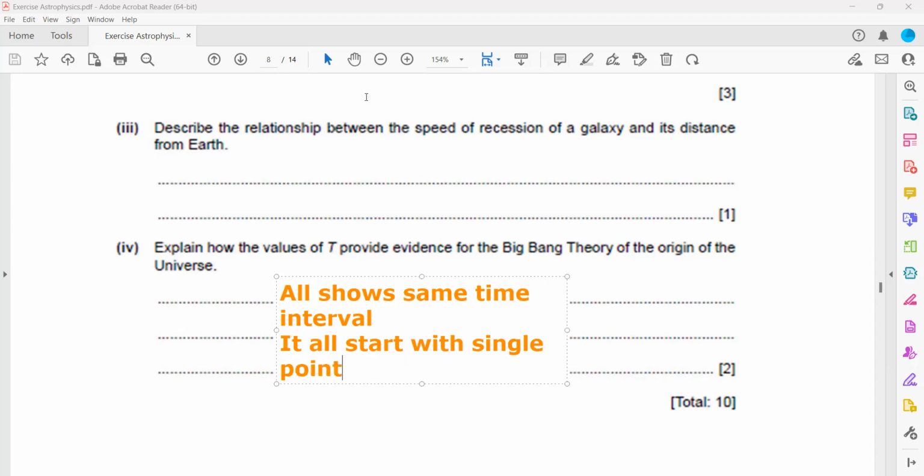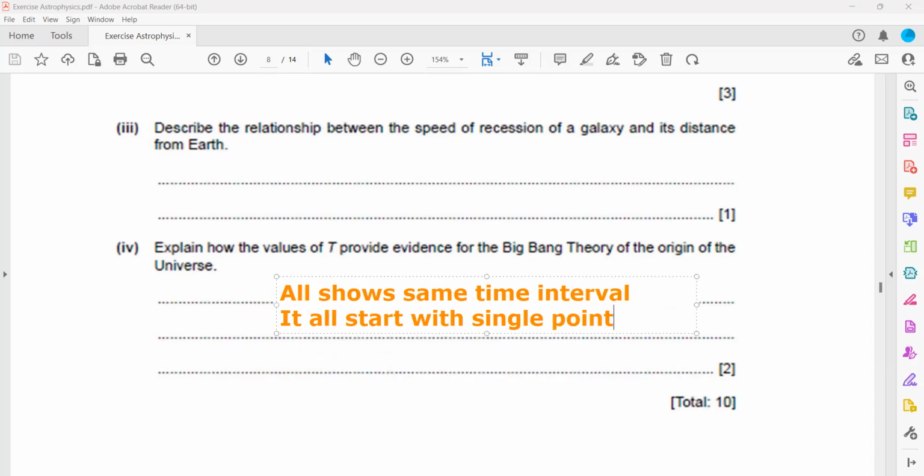Which provide evidence for the Big Bang theory. Is this one clear? Anyone having a doubt or a question? No, sir. Okay.